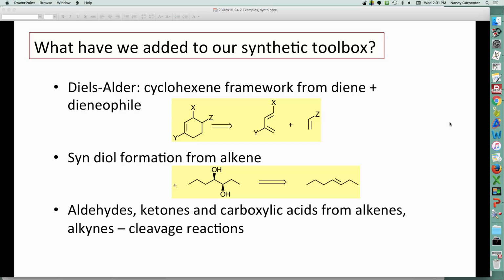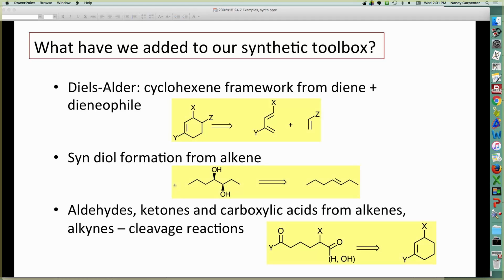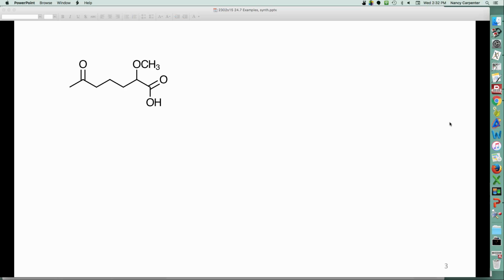Finally, we've just now learned a whole bunch of new ways to make carbonyl functionality: aldehydes, ketones, and carboxylic acids. Now, that's the good news. The bad news is we tear our molecule apart in doing so, but sometimes that's to our advantage. So, for example, if I'm looking at this crazy looking dicarbonyl, well, I can imagine that that came from a cleavage reaction where I chopped that in half. So let's look at a couple of examples for that.